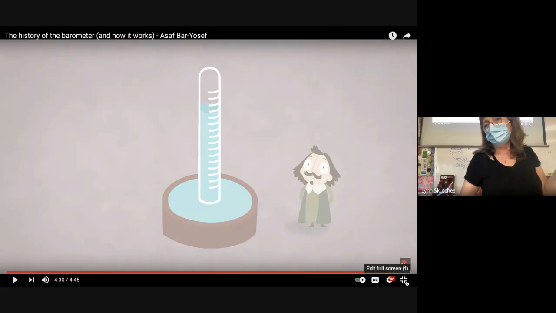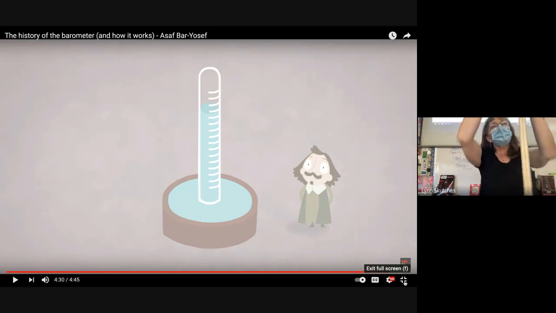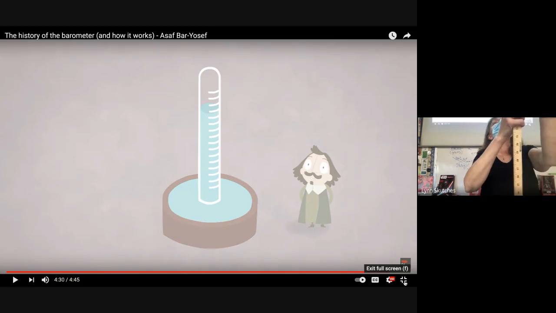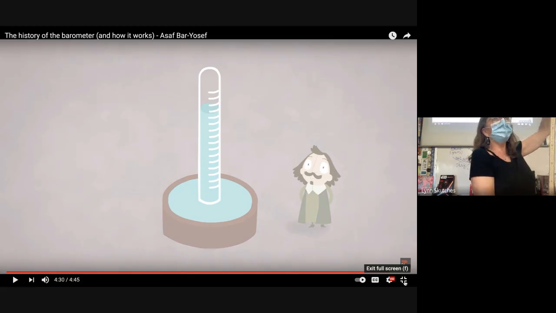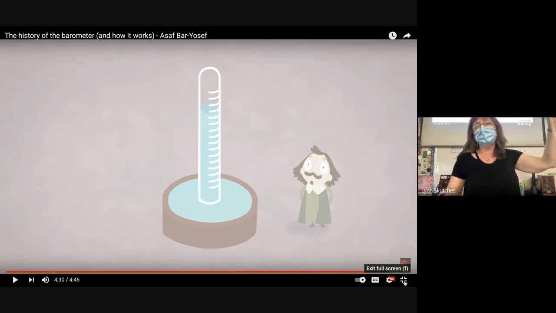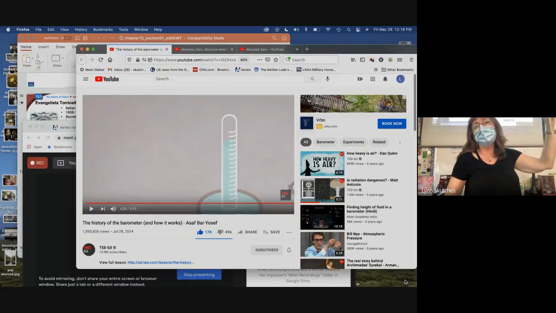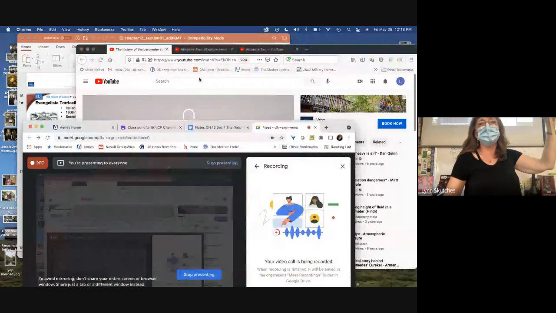So the atmosphere pushes on the dish of mercury, and then that pushes the liquid, which doesn't compress and doesn't have anywhere to go but up the tube. So 76 centimeters is 760 millimeters. That's the height of a mercury column at 1 atmosphere pressure. 10.3 meters is about 32 feet, and that is the height of a water column due to 1 atmosphere of pressure.